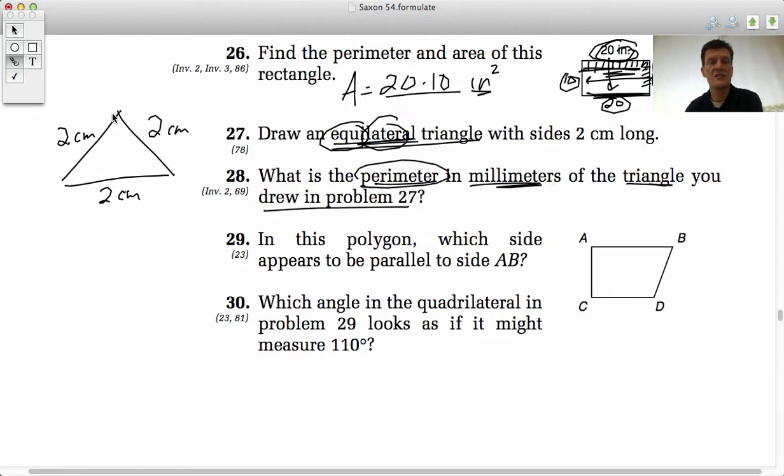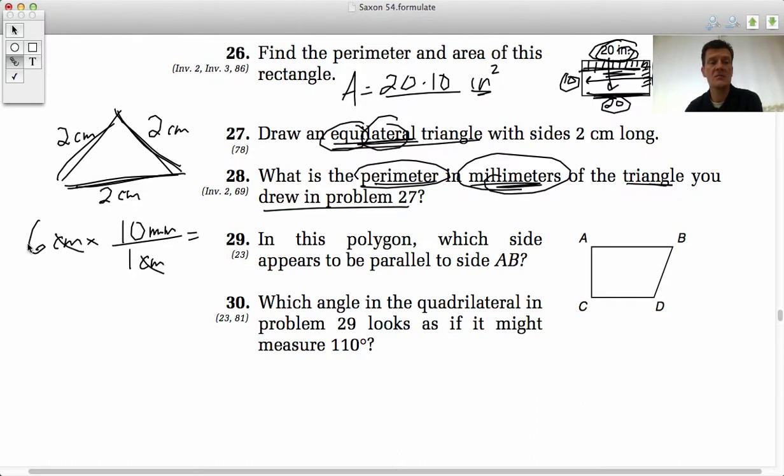So the perimeter is the distance around. 2, 4, 6. It's a total of 6 centimeters, and we're going to change that to millimeters. Well, there are 10 millimeters in every centimeter. I'm using a unit multiplier. So centimeters cancel. This tells me I'm going to take 6 times 10, or 60 millimeters is the same as 6 centimeters.